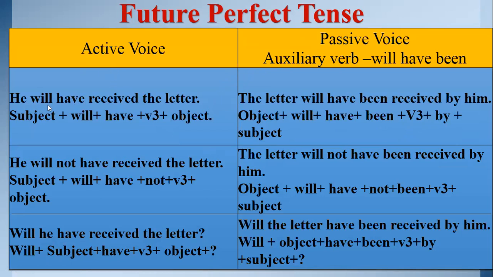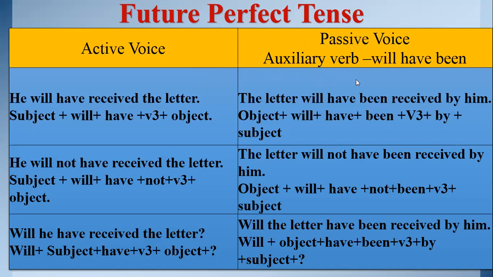Okay, so he will have received the letter. Now this is my active voice for future perfect tense. He will have received the letter. My subject is he. Will have, and will have been, are the auxiliary verbs that I am using now. You see the auxiliary verbs have changed. In the simple future tense, it was will be. Now it is will have been.